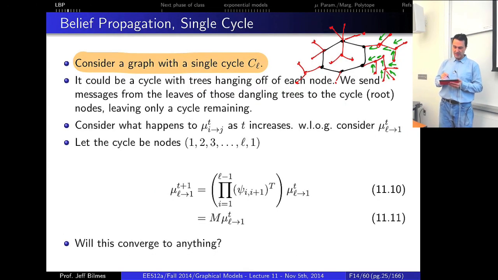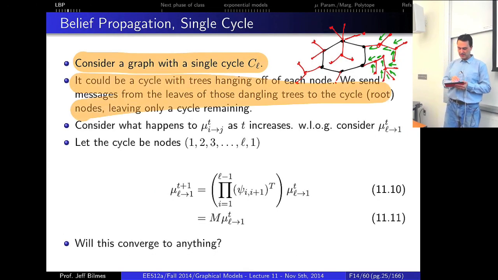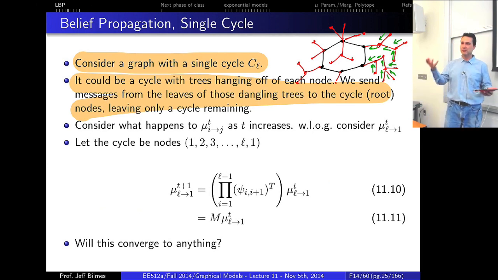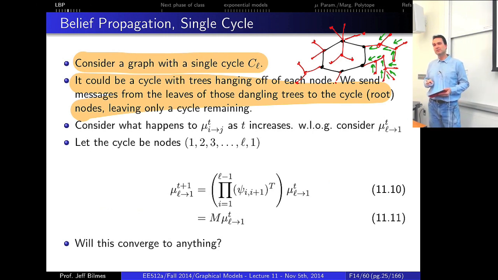So that allows us, as long as we only have one cycle in the graph and everything else is a tree, in other words, if you condition on that cycle, what we're left with is a forest, that's something we can deal with. And so what we're left with is the cycle.